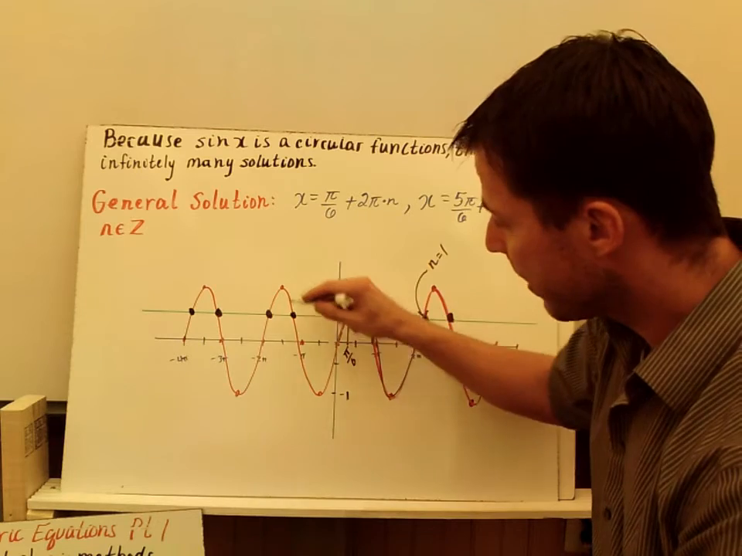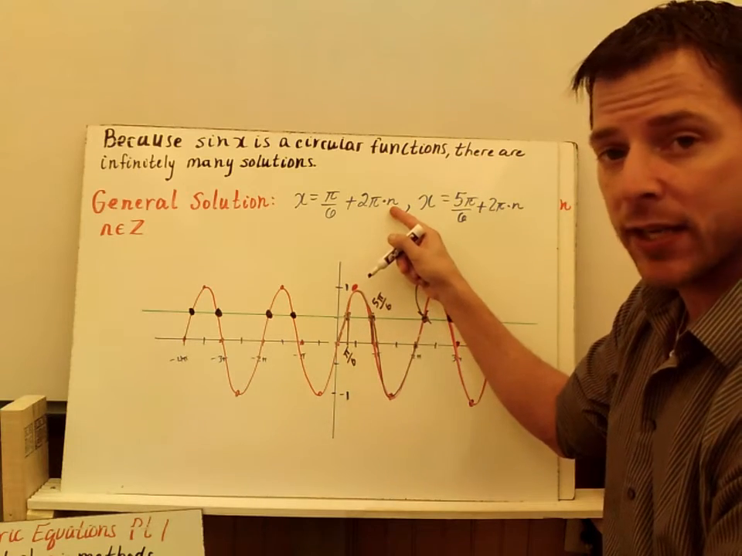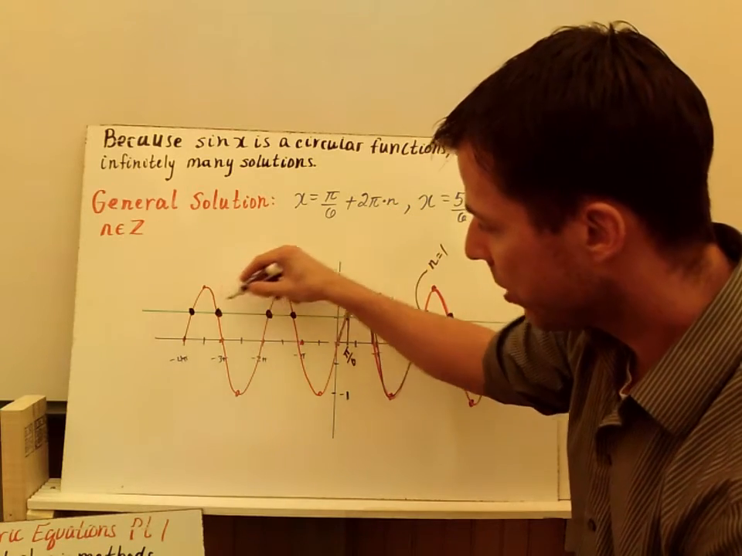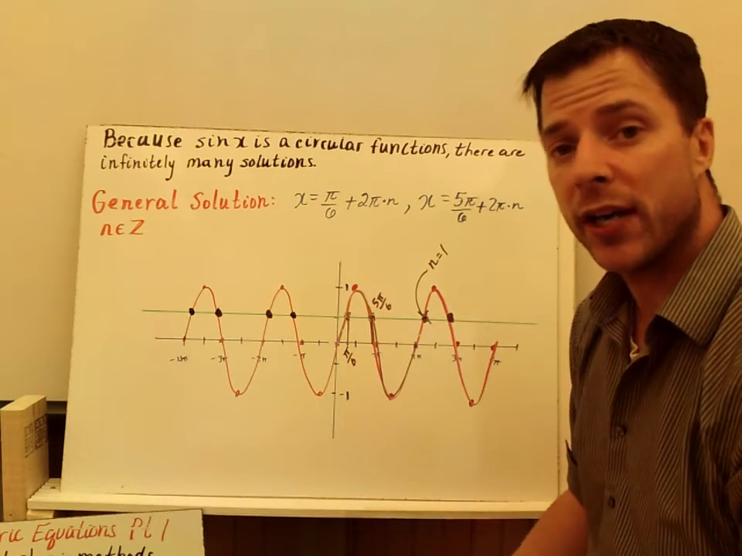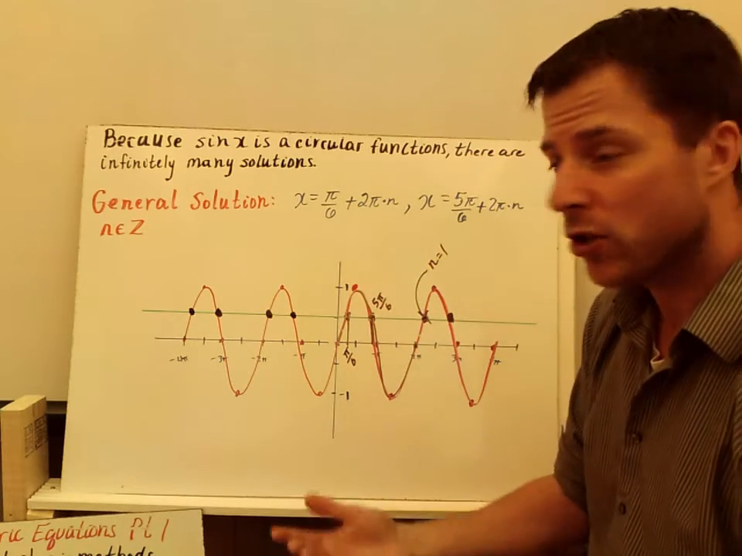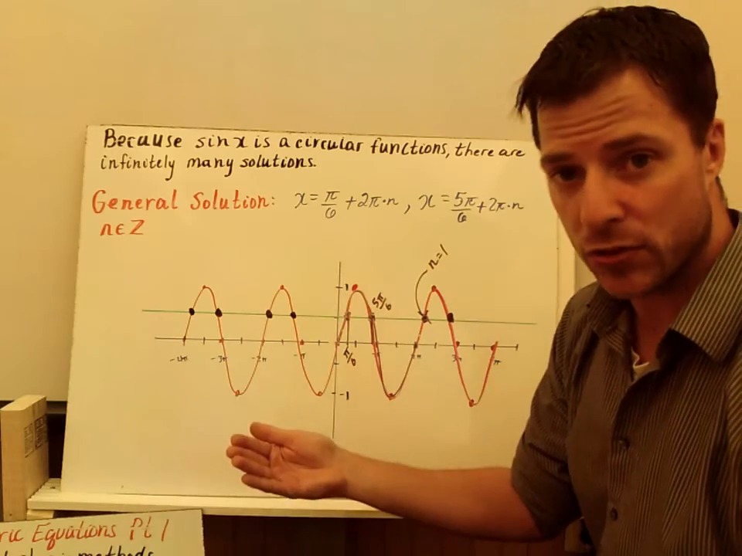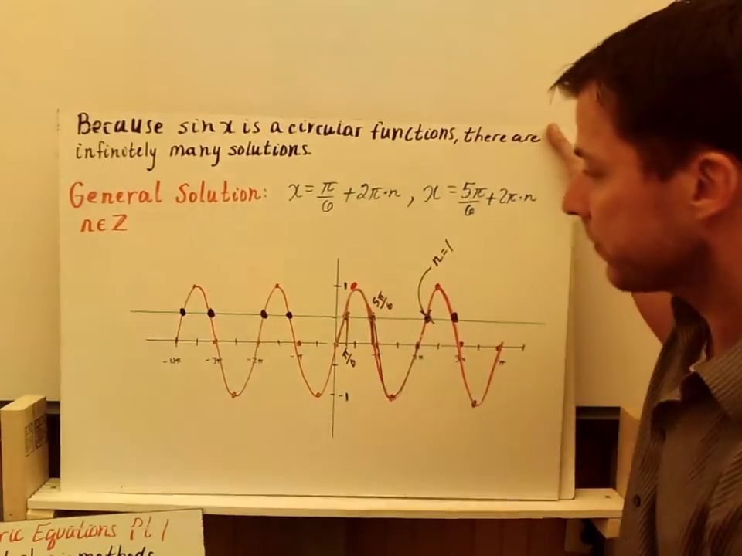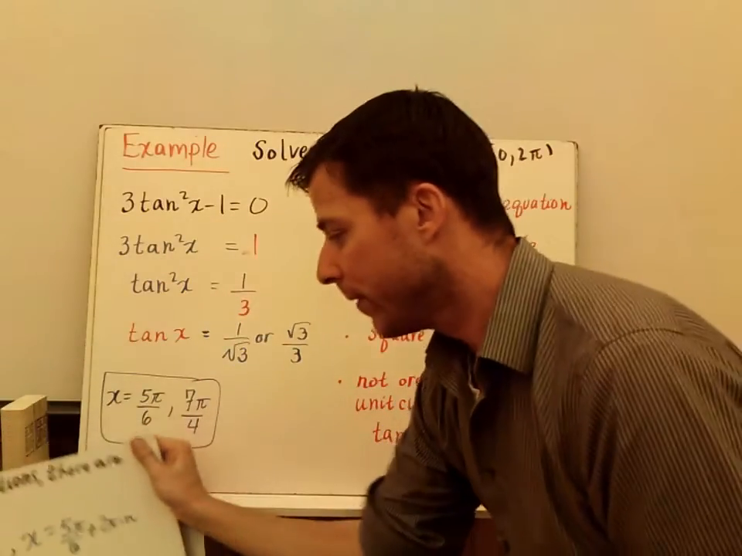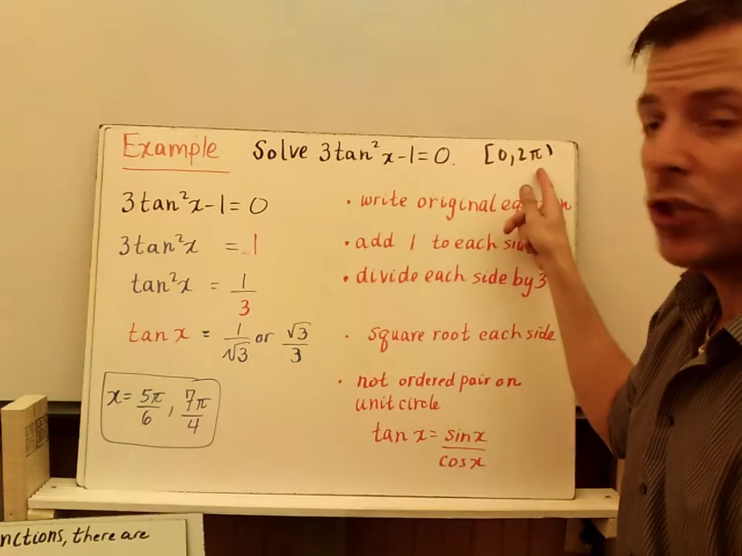So there are infinitely many solutions, and whatever n is, it can be an integer. That's how you can find all of these additional points, but there are infinitely many. So if I don't restrict your domain, you're going to have a general solution. Okay? So in the next problem, we're going to restrict our domain to 0 to 2 pi.